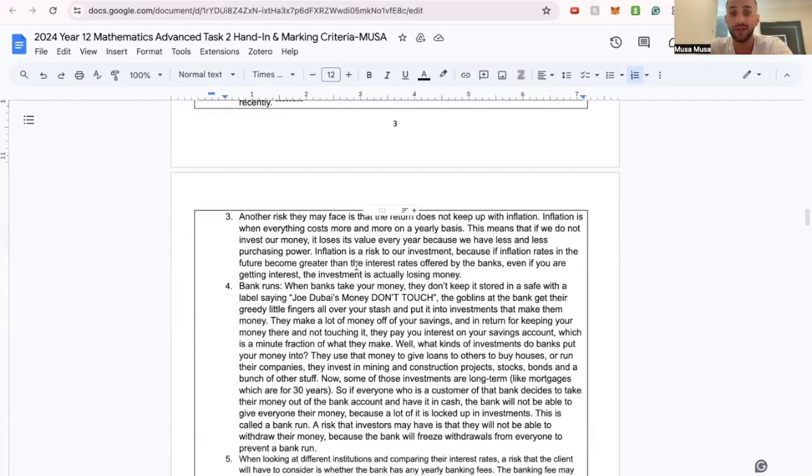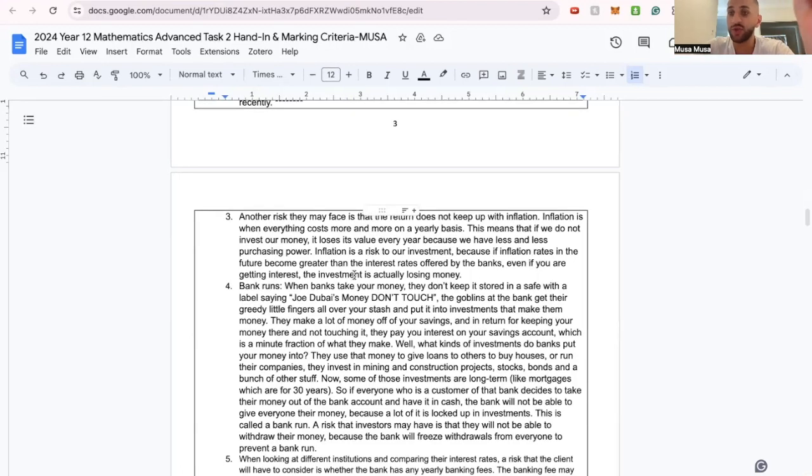This means that if we do not invest our money, it loses its value every year because we have less and less purchasing power. So inflation is actually considered a risk to your investment because let's say that I earn 2% on my savings account, but inflation's 3%. I'm losing 1% every year. And that's compounded over the years, so it's more than 1%.